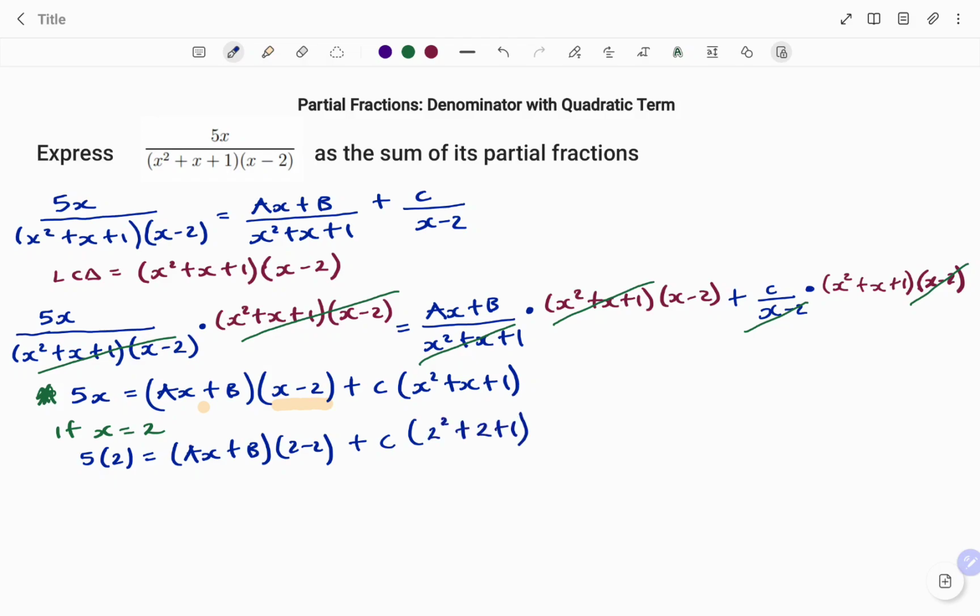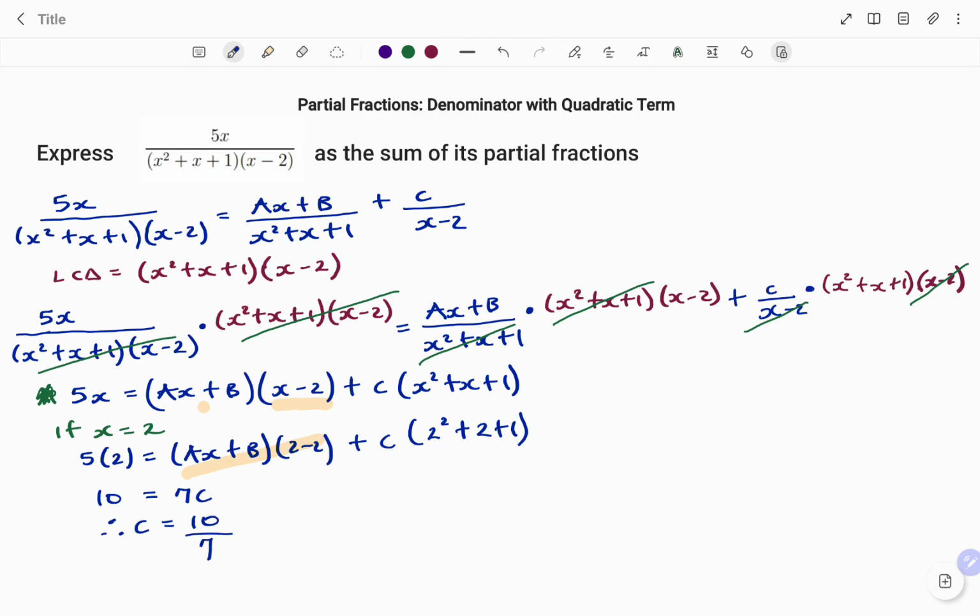Simplifying, on my left hand side, 5 times 2, that's 10, equals, the content of this bracket will be 0 because 2 minus 2 is 0. Then I'm left with 2 squared, that's 4, plus 2, 6, plus 1, 7, that's equal to 7c. Therefore, dividing both sides by 7, the value of c will be 10 over 7.